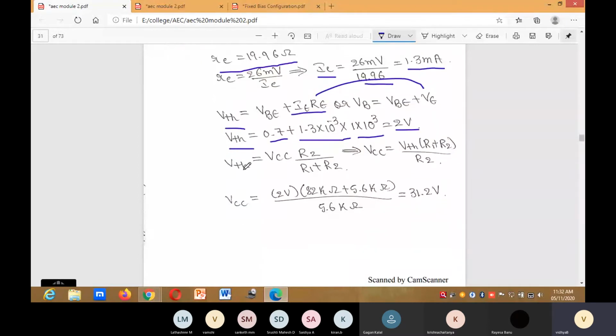Now VTH is equal to VCC into R2 divided by R1 plus R2. From this equation we can find out VCC. If we substitute the R1 value, R2 value and VTH value, you will get VCC is equal to 31.2 volts.